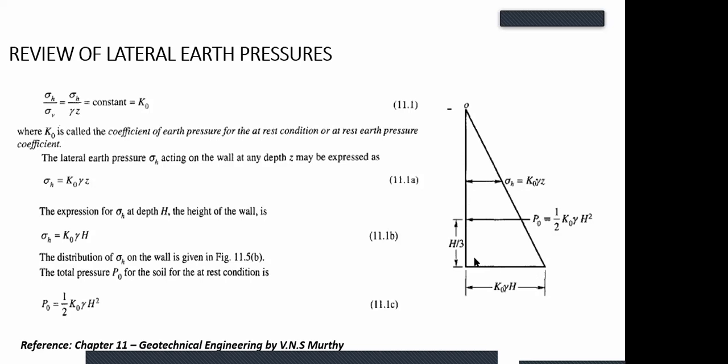So the pressure at the bottom of the retaining wall will be what? K naught alpha H, which should be the highest possible. Now, this explains why it is triangular in nature, because it keeps on increasing as your depth is increasing. That's why we have the triangular distribution.